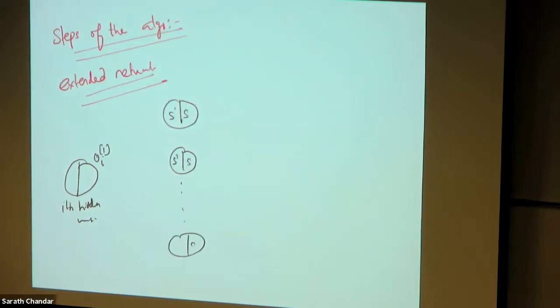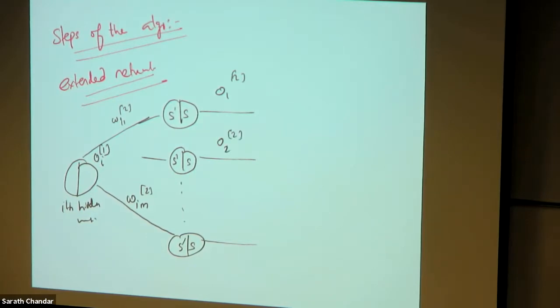Now, this is my ith hidden unit, and the output of this unit is going to be Oi of 1. Now, there are a bunch of output units, and they all get the incoming weights, right? So we are going to consider only Wim, some Wij of 2. This is Wim of 2. Now, if you have this weight, it is going to be Wi1 of 2, right? Now, all these output units give you some output: O1 of 2, O2 of 2, Om of 2. Right? Now I'm going to add new nodes.